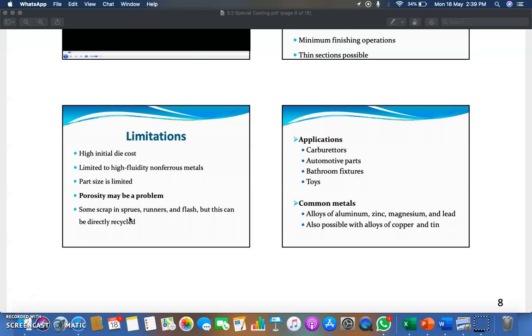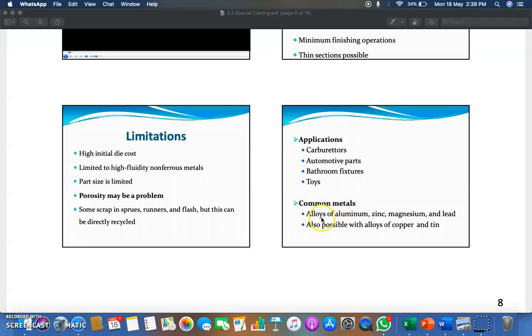So what are the applications for this? Carburetors can be manufactured with the help of die casting. Automotive parts, many other automotive parts can be manufactured. Bathroom fixtures, toys, especially plastic toys, are a huge industry, manufactured with the help of this die casting method only.